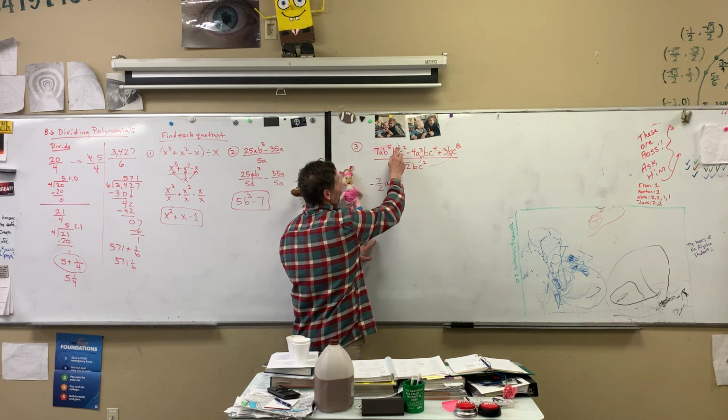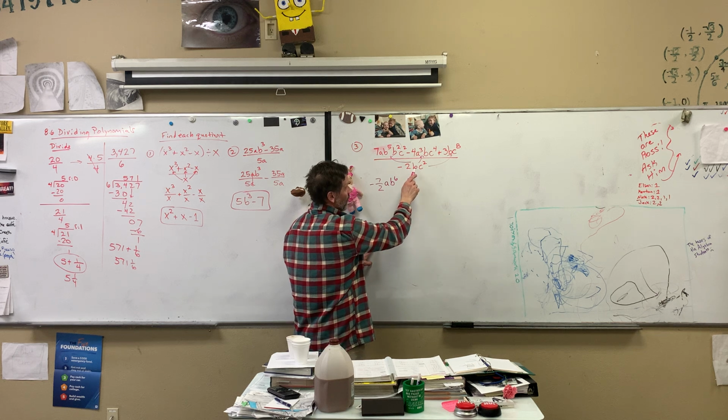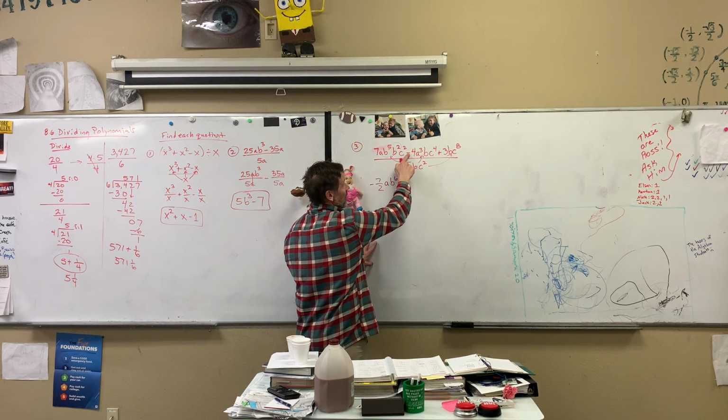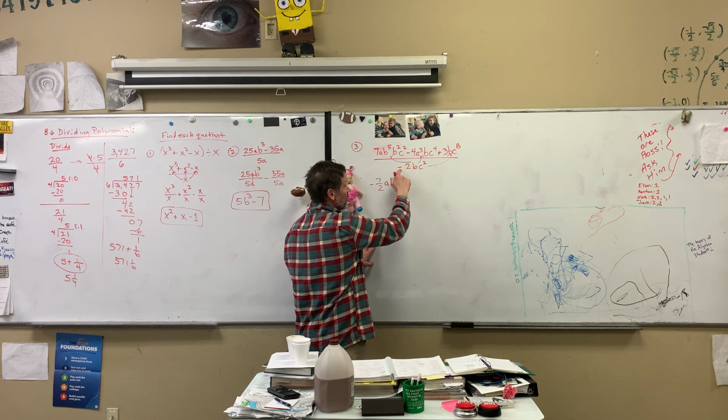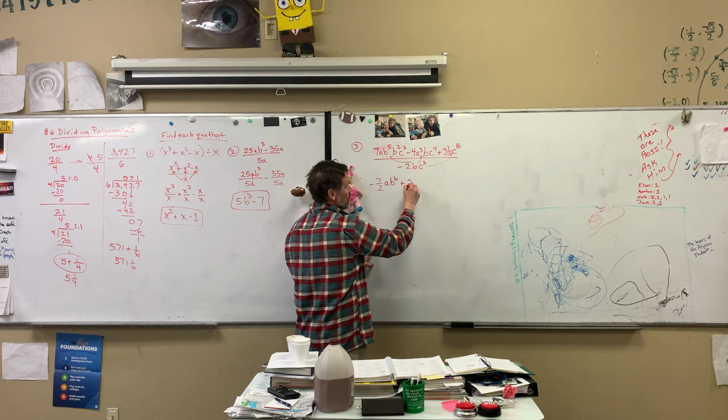Well, there's 7 B's right there, and then there's 1 B here, so there's only 6 left because it's being divided. Now we have a negative and a negative. What is that going to do? Positive. 4 divided by 2 is 2.